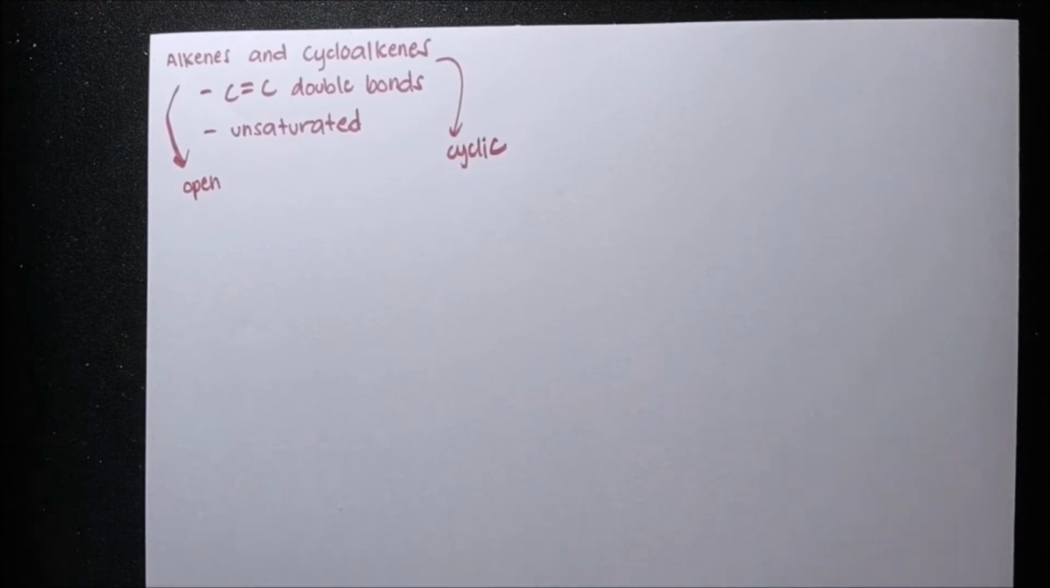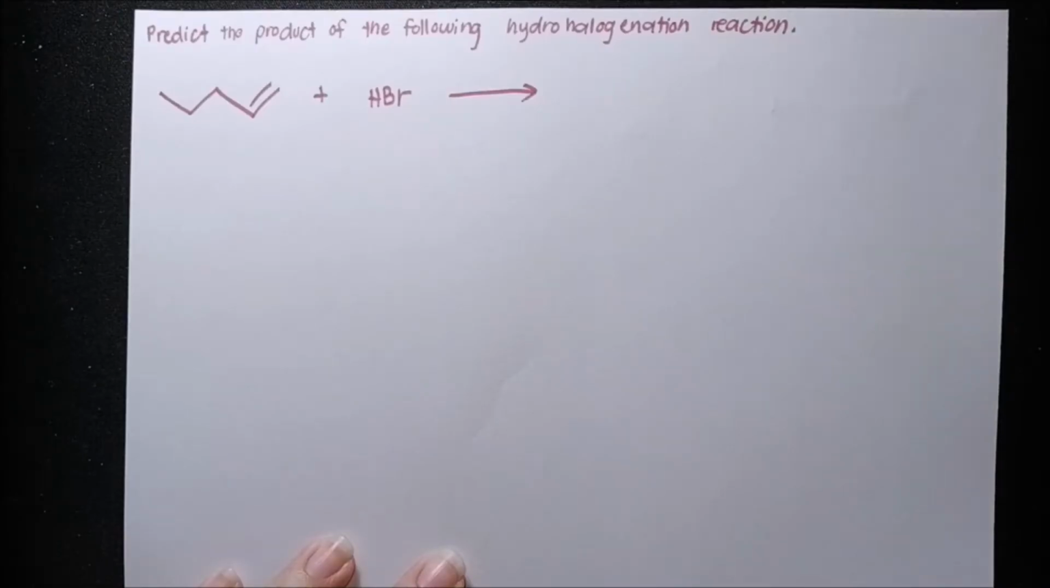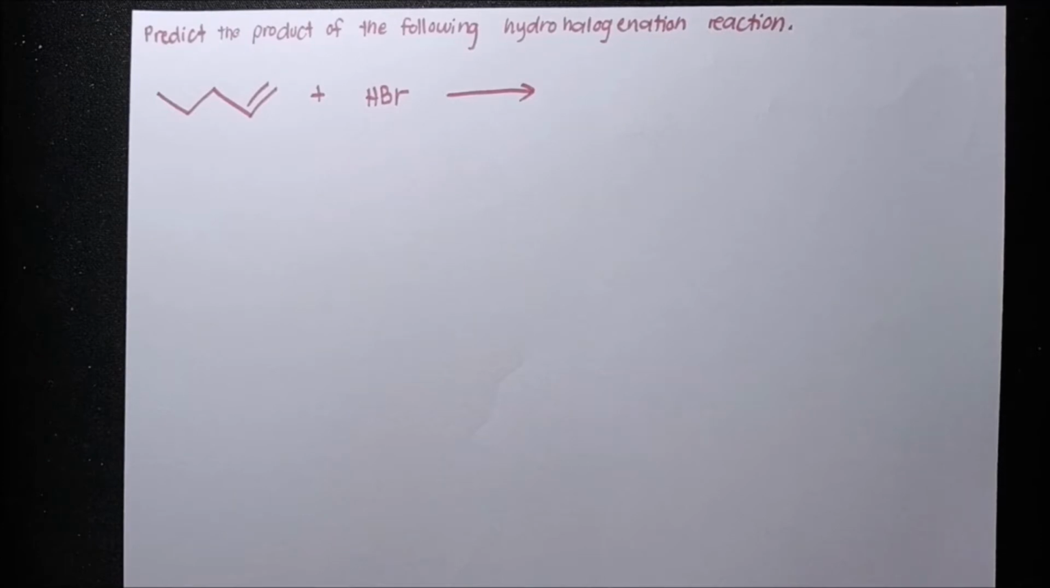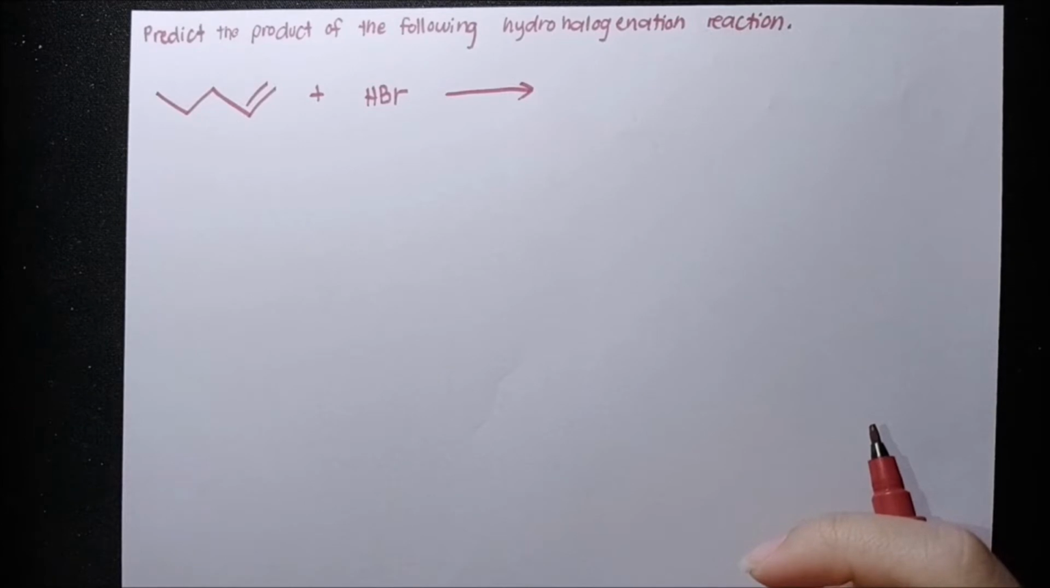Okay, let's start. Predict the product of the following hydrohalogenation reaction of 1-pentene and show its mechanism. You may pause the video first to answer on your own. We have here a reaction between 1-pentene and hydrobromic acid.